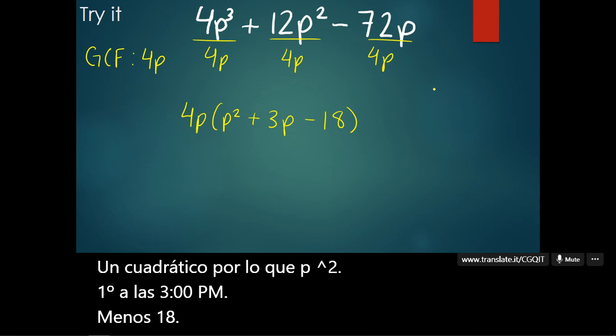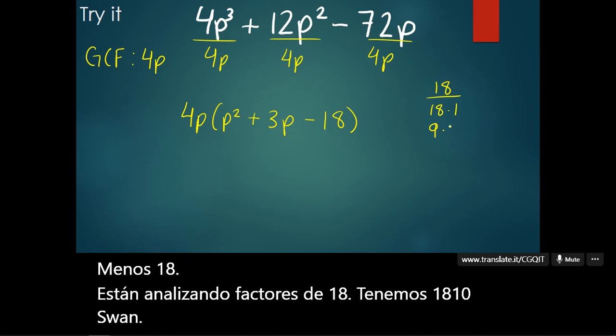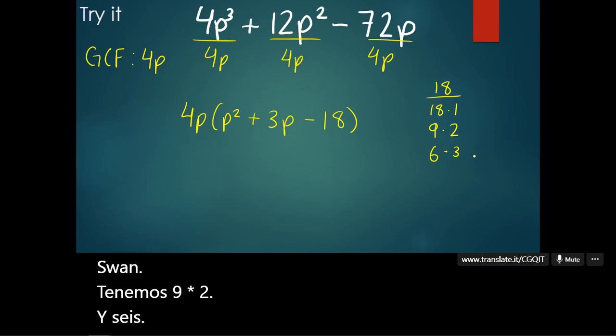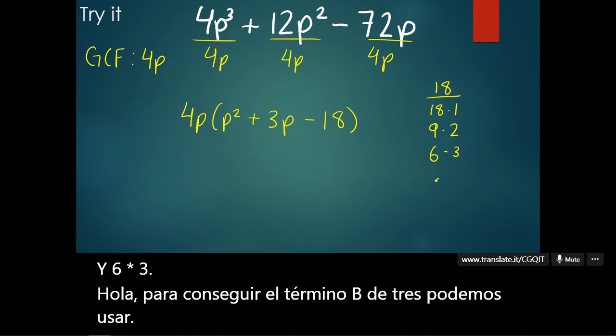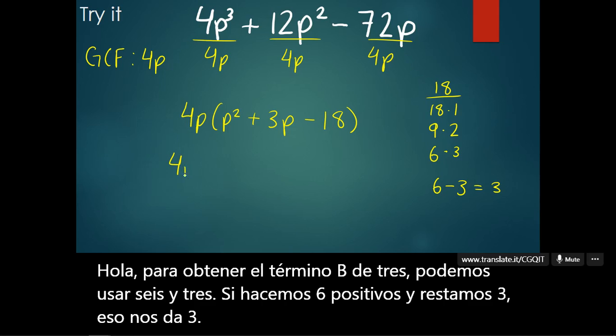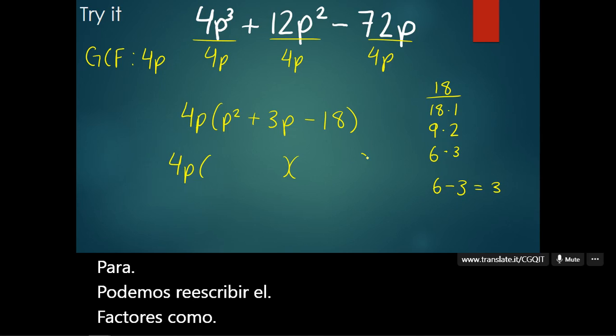All right, looking at factors of 18, we have 18 times 1, we have 9 times 2, and 6 times 3. In order to get the b term of 3, we can use 6 and 3. If we make 6 positive and subtract 3, that gives us 3, so that we can rewrite the factors as plus 6 and minus 3.